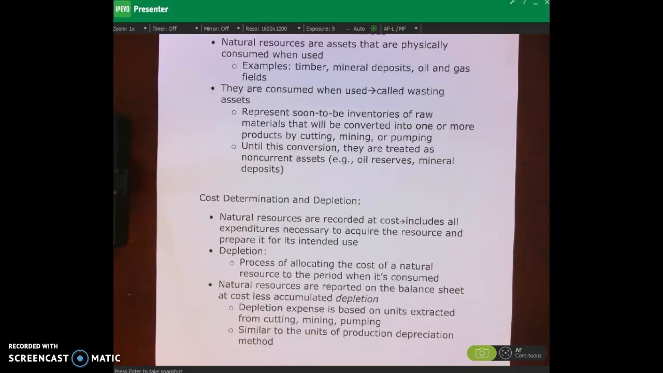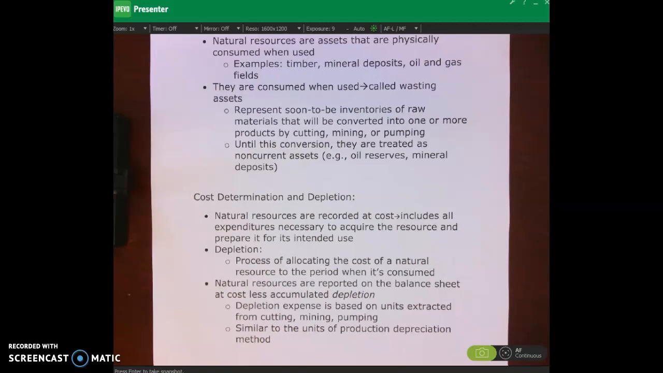Depletion expense is similar to the units of production depreciation method. That's the way we calculate depletion expense: we calculate our depletion per unit, and then we multiply that depletion per unit times the number of units in that accounting period.